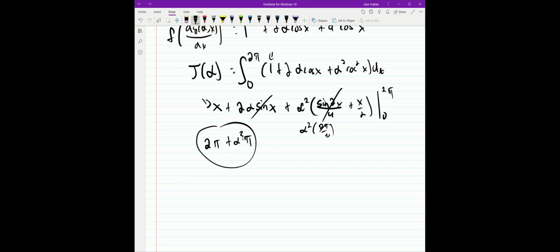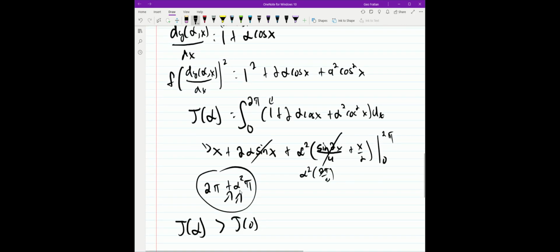But we get the same result as the textbook, and we get 2 pi plus a squared pi. So then we see that the value of J of alpha is always going to be greater than J of 0, no matter what we choose for alpha, right? Even if alpha is positive or negative, because alpha is squared here, and if alpha is 0, then this is minimized because you just get 2 pi. Okay, I think that's a cool example for why we care.